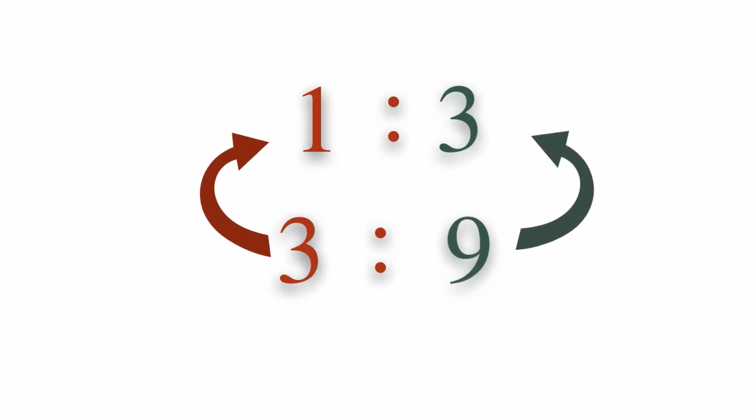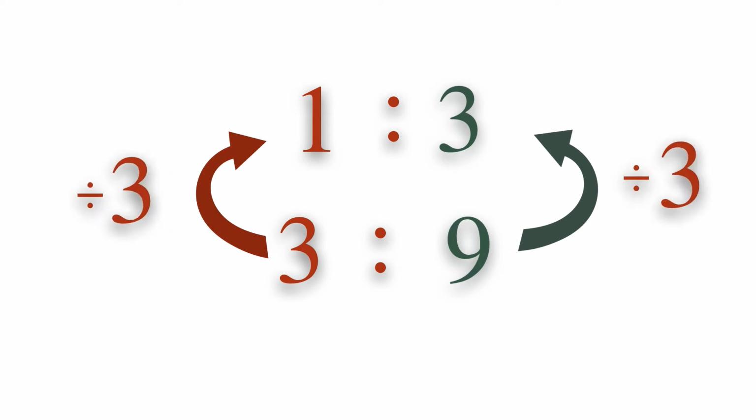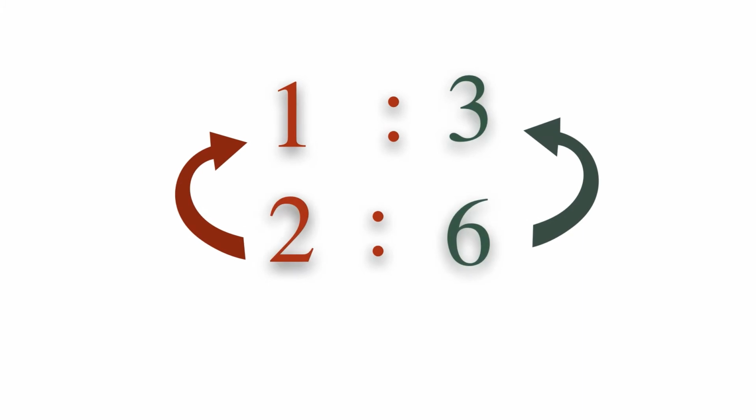Alternatively, we can reverse the process and divide the ratio 3 to 9 by 3 to write it as 1 to 3. Or divide 2 to 6 by 2 to express it as 1 to 3. Ratio 1 to 3 cannot be divided by any other number exactly, so it cannot be simplified any further. Therefore, this ratio is at its simplest form.